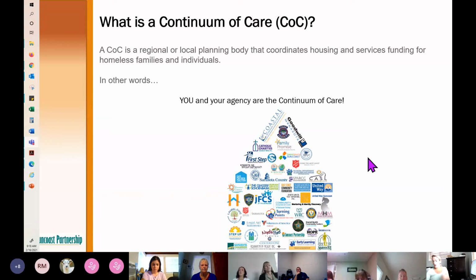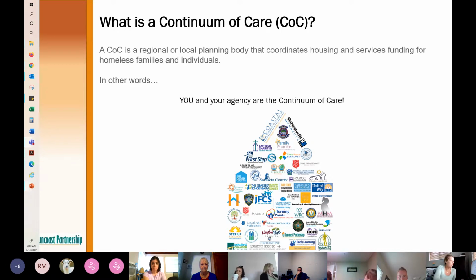So when we hear language of the COC, and it may be referred to Suncoast Partnership, we need to remind ourselves that Suncoast Partnership is not the COC. The federal government does mandate that an agency be designated as the lead agency of the COC, but that does not mean that they are the COC. We are all in this together. We are all working together to provide the services and create the response system that prevents and ends homelessness. So you and your agency are the continuum of care.